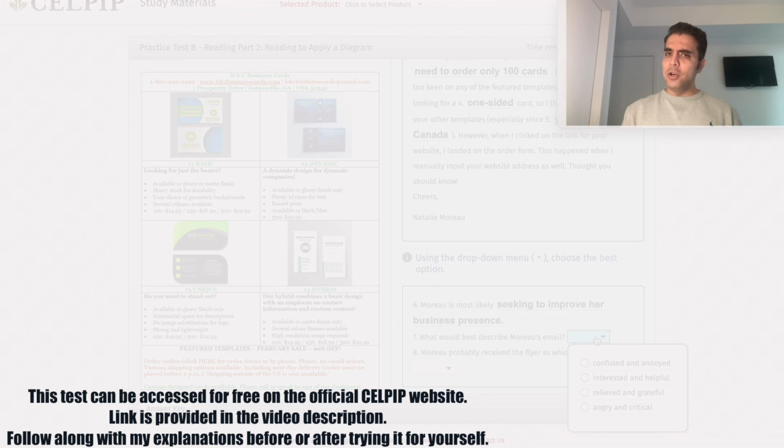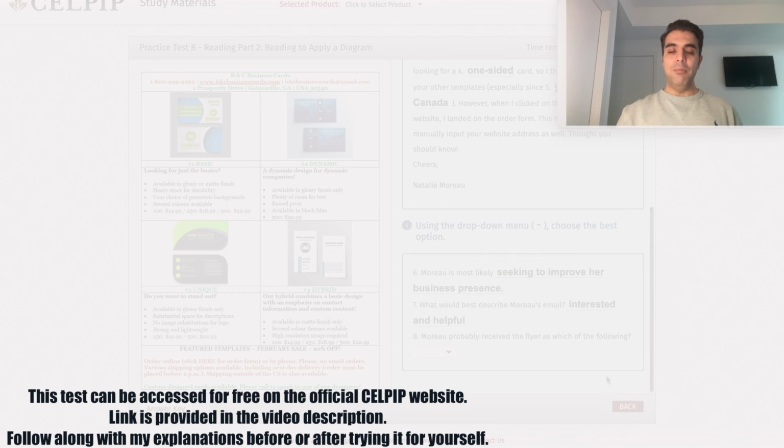And finally, angry and critical. That's also negative. So we know options A and D are out because those are negative. We want to go with the positive ones. But which is it? Interested and helpful or relieved and grateful? I don't see any evidence for relieved, and not much for grateful because they haven't done anything yet. She's just writing an email trying to get some information. So I think you would all agree that the correct answer is item B, interested and helpful.